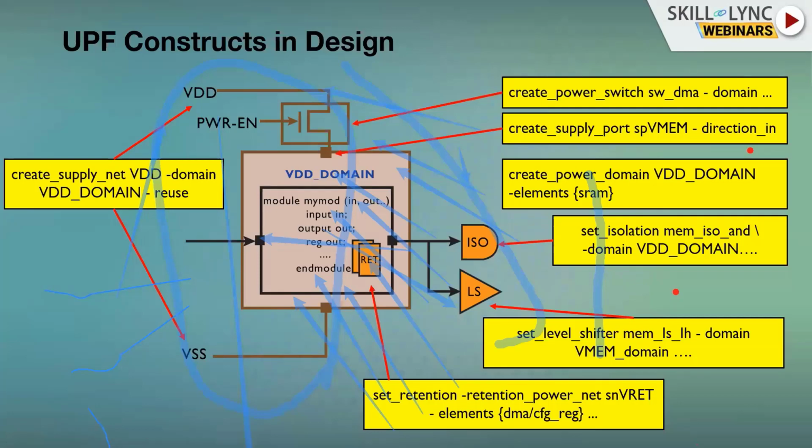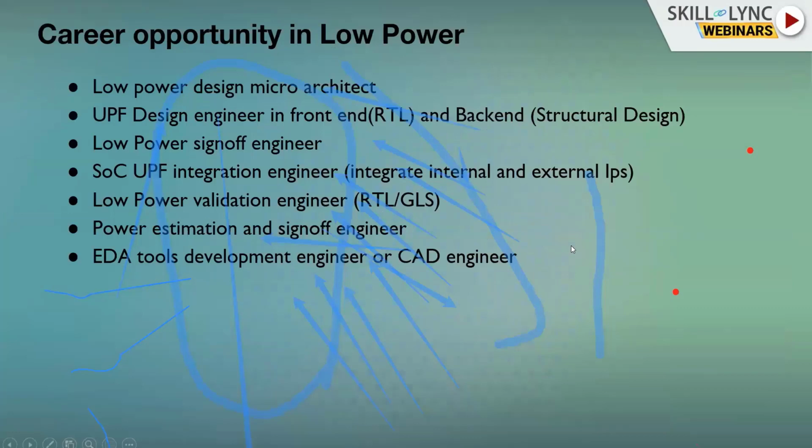Whatever I talked about, I just put up a summary in this particular slide here. So let us now go into our career opportunities in low power design. There are multiple opportunities in low power. You can start by becoming a low power design micro architect, which is done from the RTL level itself. The micro architect just tells, okay, this is my logic and this is to be a domain, everything, but he doesn't code and he doesn't work on the UPF.